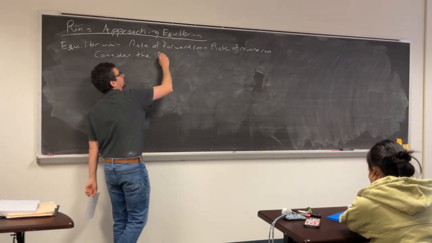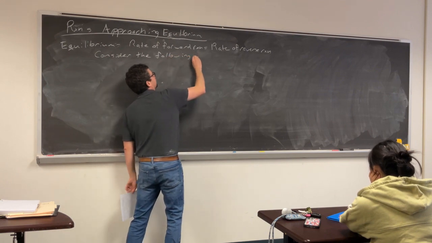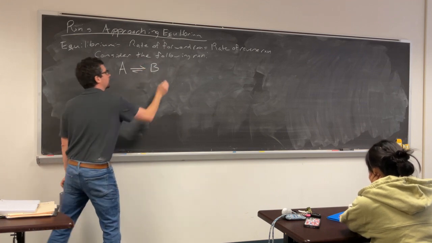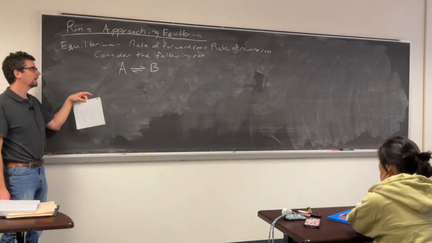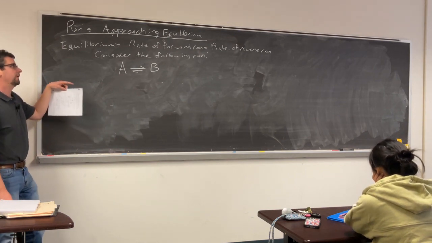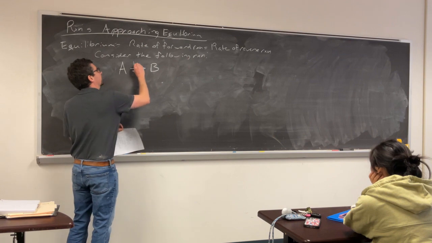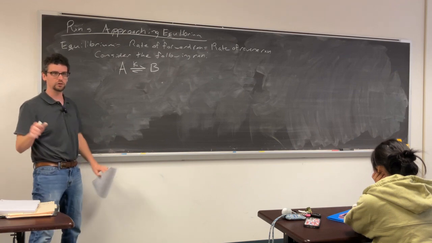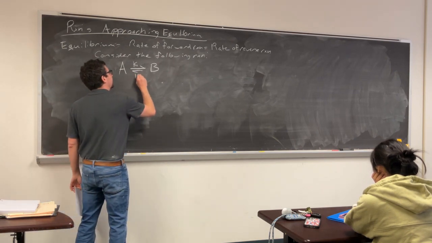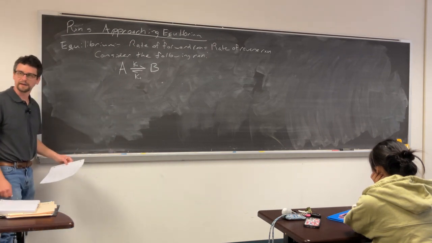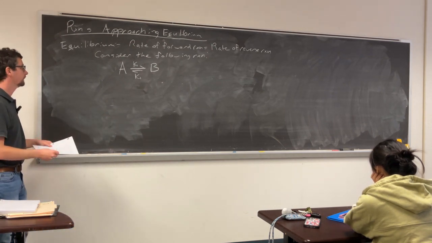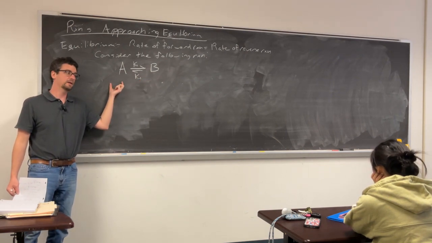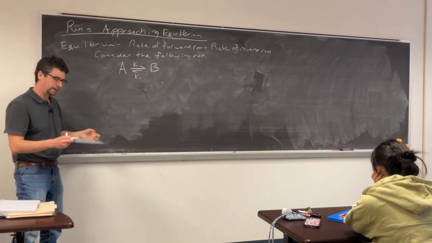We're going to consider the following reaction. We're going to have A at equilibrium with B. We have a constant associated with the forward reaction. That's a little k, not a big K. We're going to use big K in a minute. I'll use a different color to specify that. And then we'll call the reverse k minus 1. We could look at A or B to determine the rate. Let's investigate it with A.